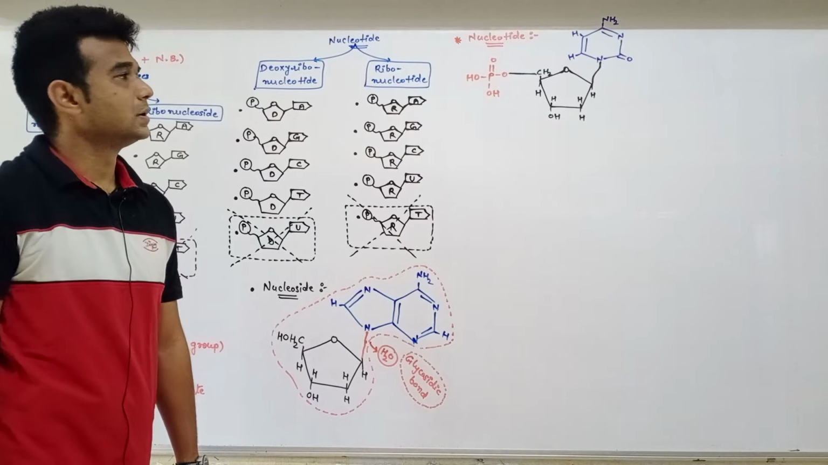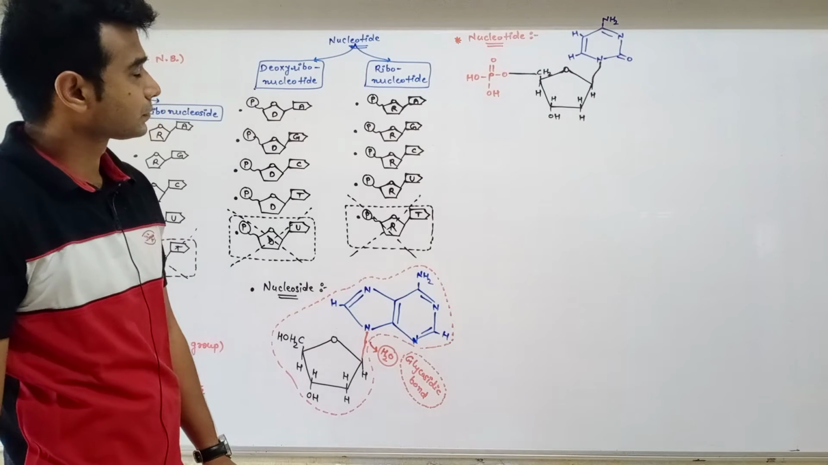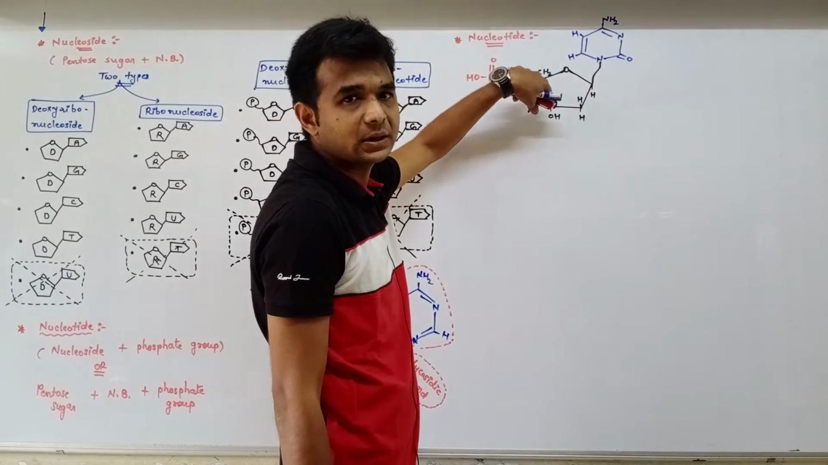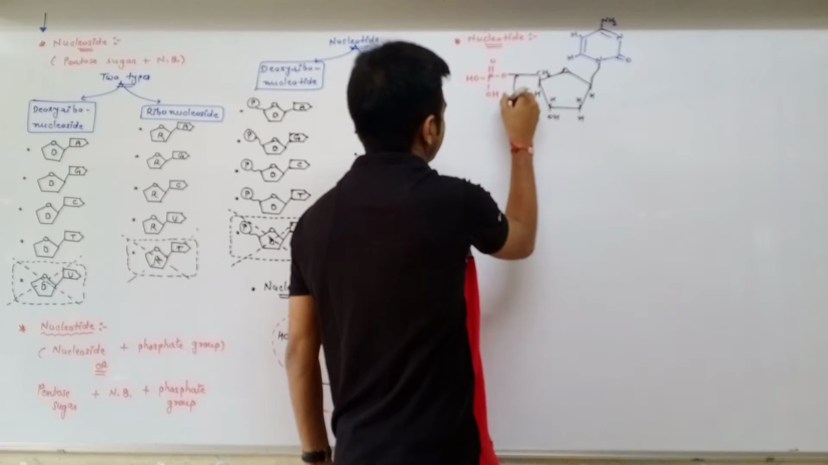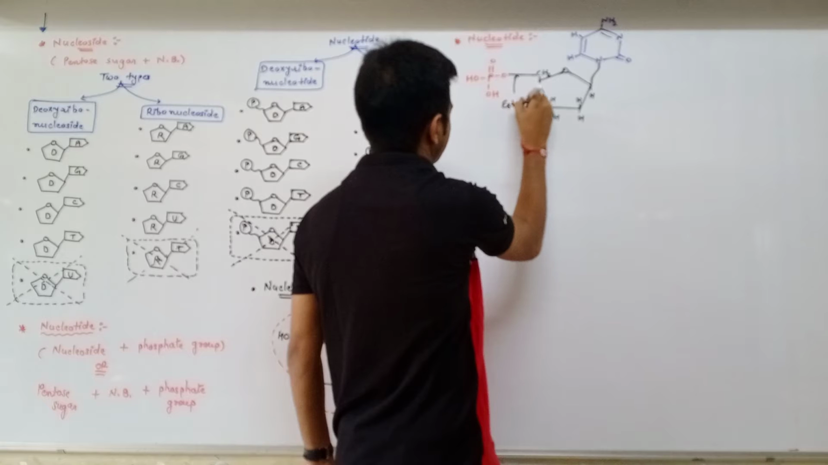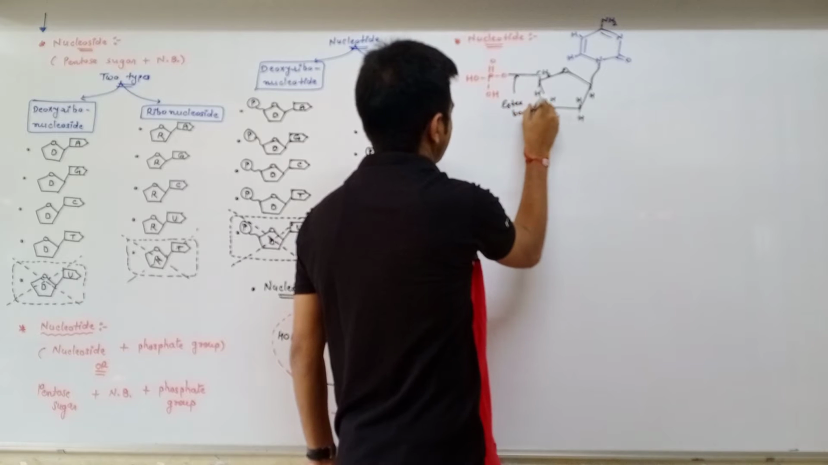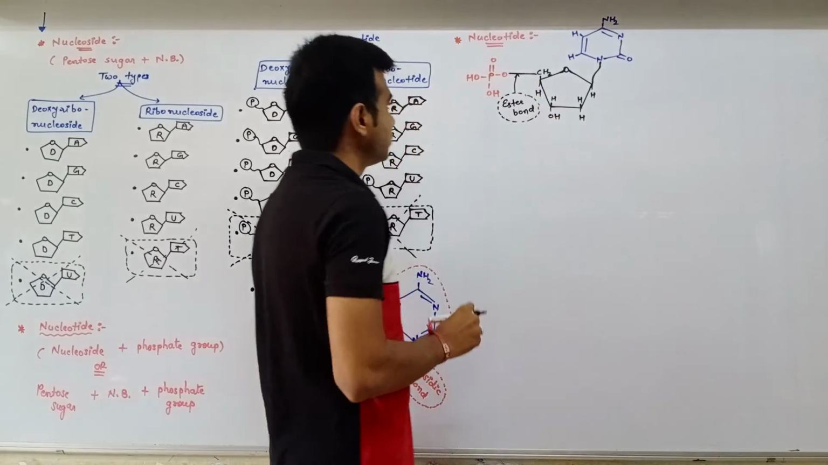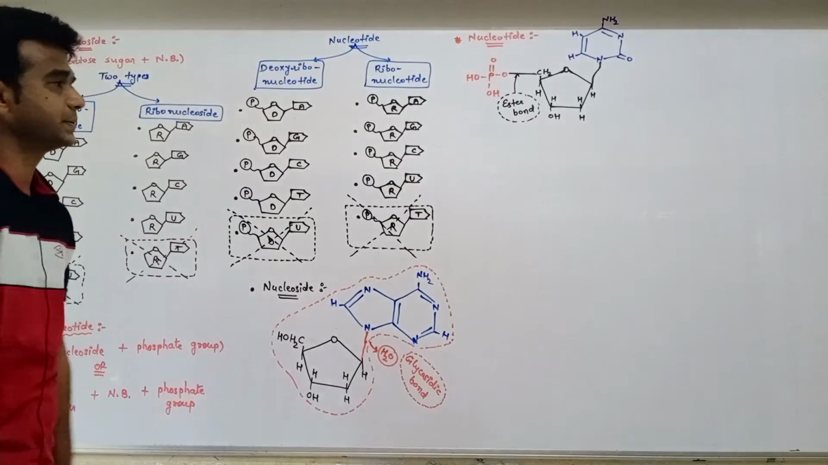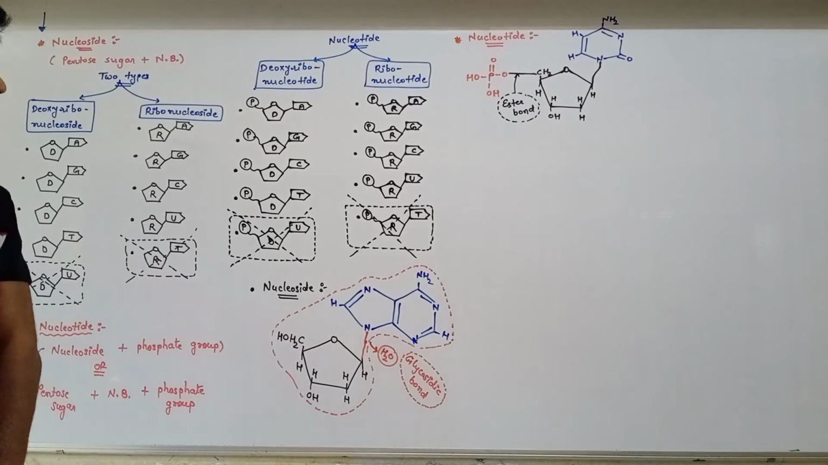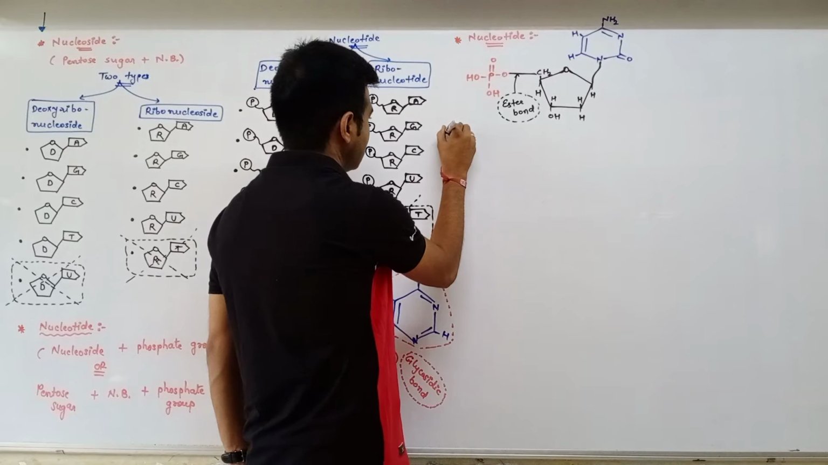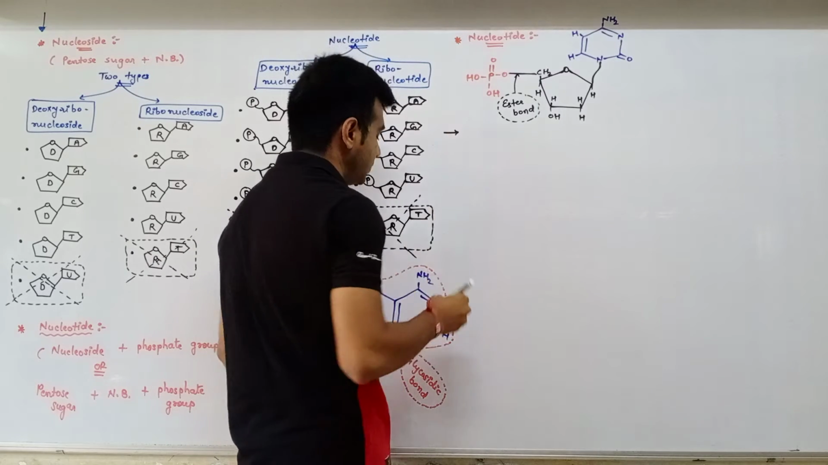Okay. So here ester bond is there. Here ester bond and here glycosidic bond. So here two water molecules are released. Here one water molecule is released. Okay, so now listen to the next sentence carefully.